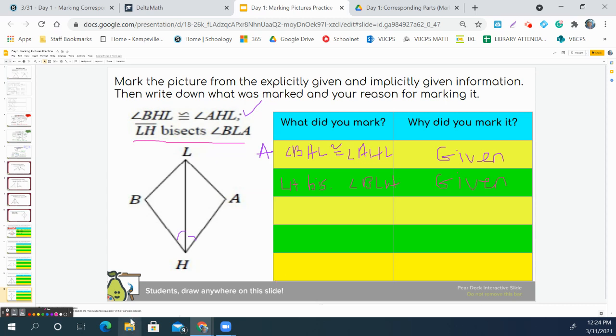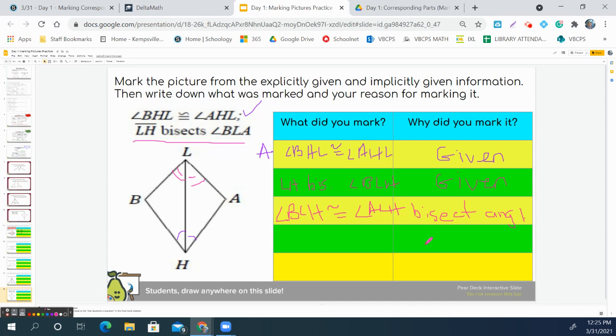What's the so what? LH is the knife that cuts BLA in half. So what's the so what for my angle? What do I know because I know bisect? What angles are congruent because LH bisects BLA? BLH is congruent to ALH. And then I heard lots of people say the reflexive side. We could have put that up here too.